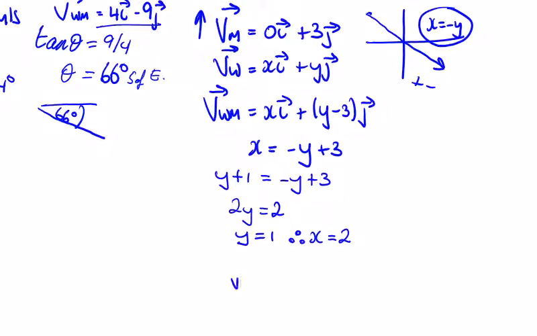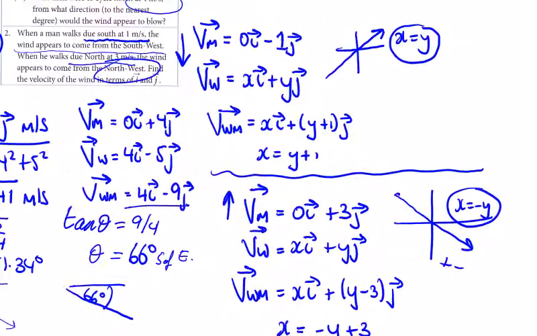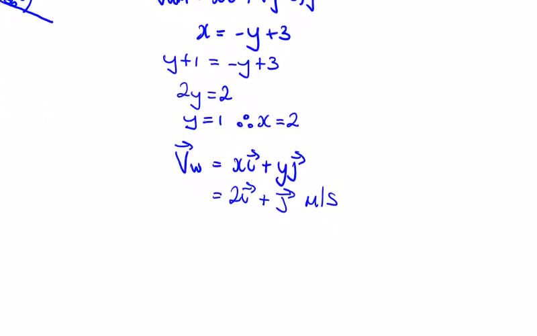So the velocity of the wind becomes, which was xi plus yj, which is 2i plus j, meters per second, I think, not kilometers an hour in this case, meters per second. So that's what we have for the velocity of the wind.